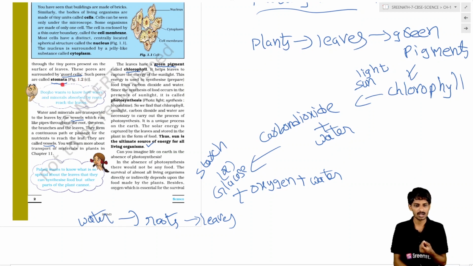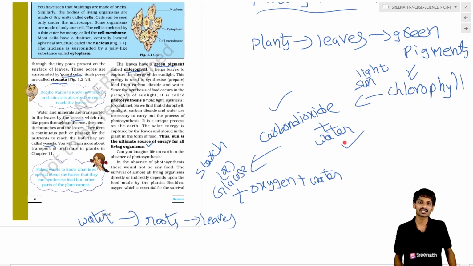So the holes are called stomata, through which plants can get carbon dioxide and release oxygen. Like as we inhale and exhale, as we take oxygen and release carbon dioxide, plants also do it. And there are some guard cells surrounding the stomata. In this way they are getting carbon dioxide.